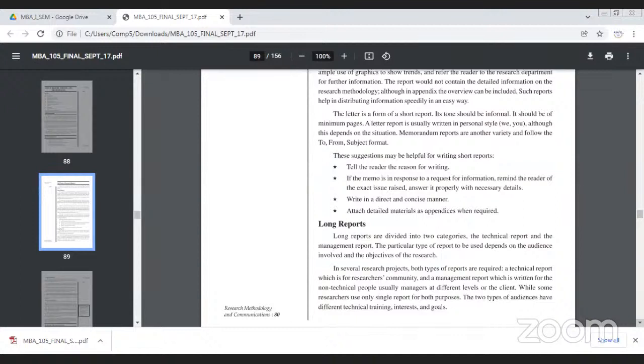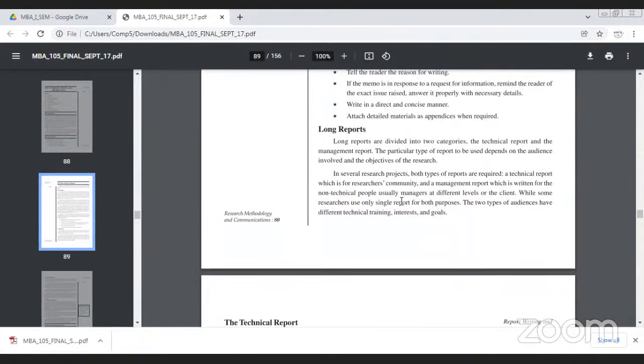Memorandum reports are another variety and follow the memo format. These suggestions may be helpful for writing short reports. Tell readers the reasons for writing. If the memo is a response to a request for information, remind the reader of the exact issue raised and answer it with the necessary details. Write in a direct and concise manner. Attach related materials and appendices when required.